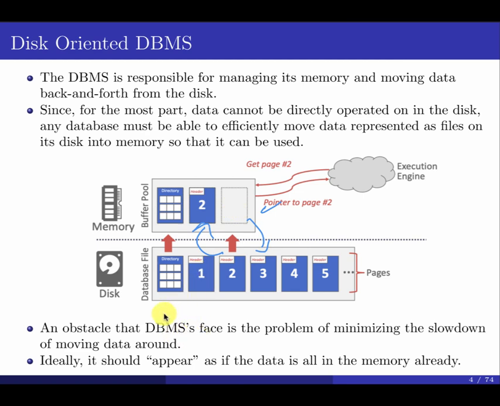There's an obstacle that databases generally face in the problem of minimizing the slowdown of moving data around. What's the obstacle in this case? I try to minimize the slowdown of moving data back and forth, in other words, try to reduce the stalls. When the query engine or execution engine is looking for a page and the page isn't available in main memory, we have to fetch it. That's a bad idea, so we try to figure out a better way.